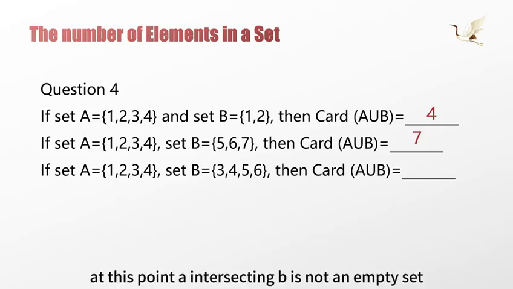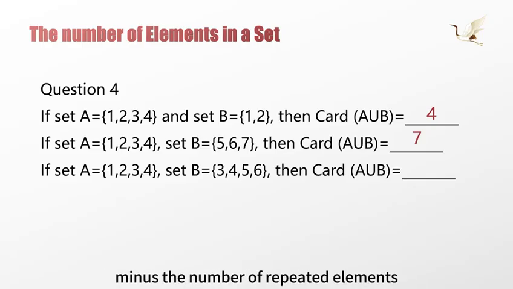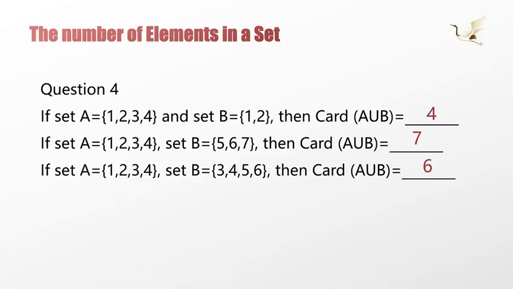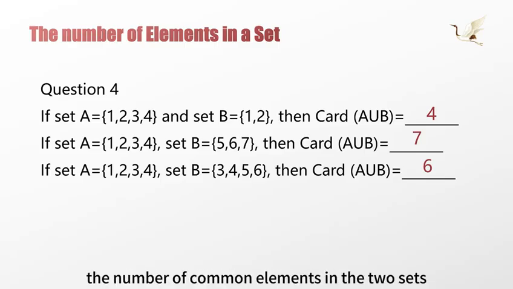At this point, the intersection of A and B is not an empty set, and the number of union elements is the sum of their respective element numbers minus the number of repeated elements. Through question 4, we can find that for two sets A and B that have an intersection, the cardinality of their union is not simply the sum of A's cardinality and B's cardinality, but the addition requires subtracting the number of common elements in the two sets.